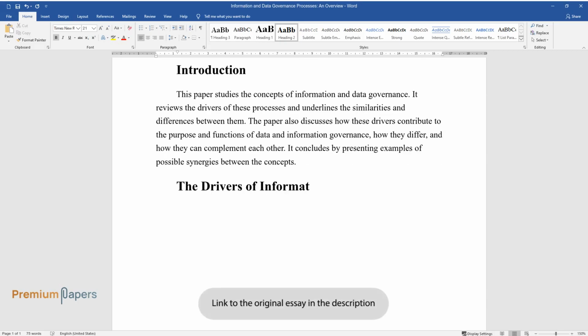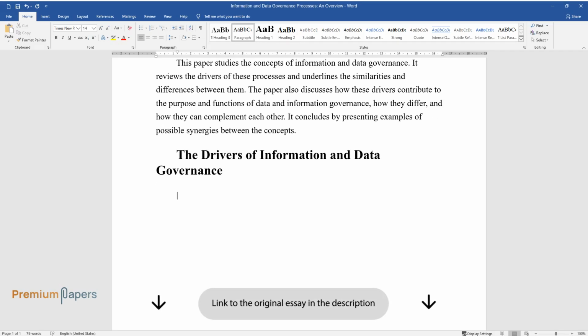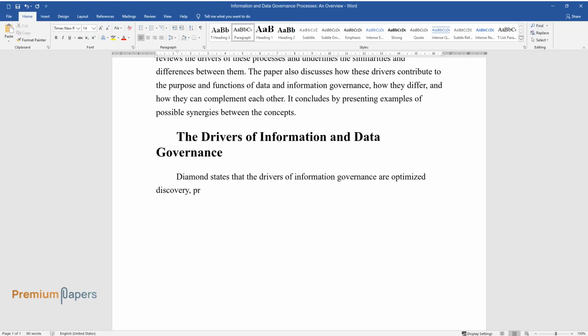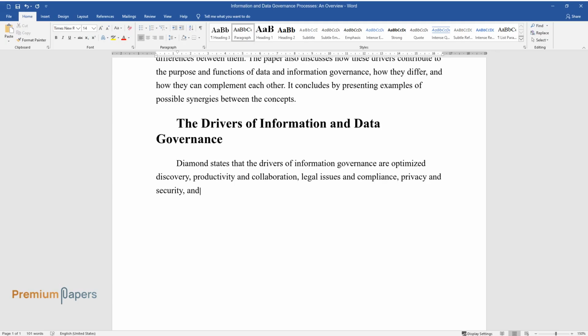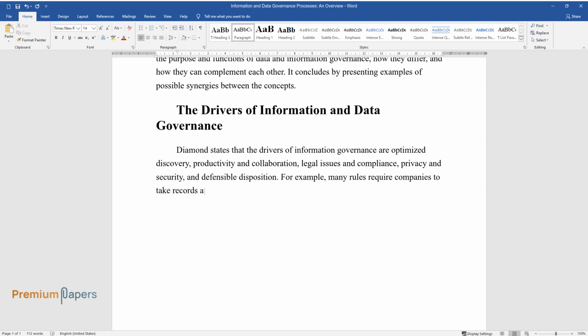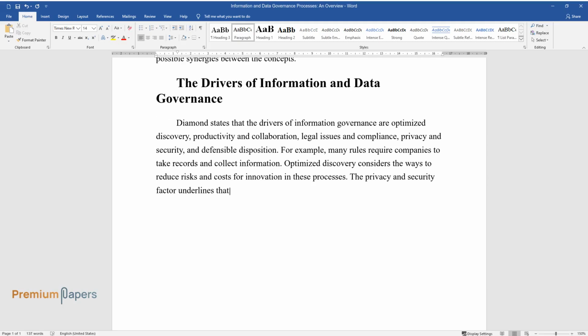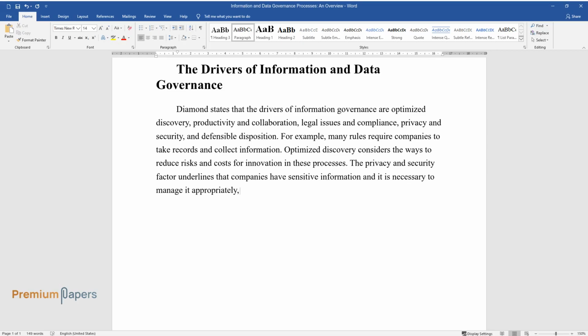The drivers of information and data governance. Diamond states that the drivers of information governance are optimized discovery, productivity and collaboration, legal issues and compliance, privacy and security, and defensible disposition. For example, many rules require companies to take records and collect information. Optimized discovery considers the ways to reduce risks and costs for innovation in these processes. The privacy and security factor underlines that companies have sensitive information and it is necessary to manage it appropriately, ensuring that it is identified and protected.